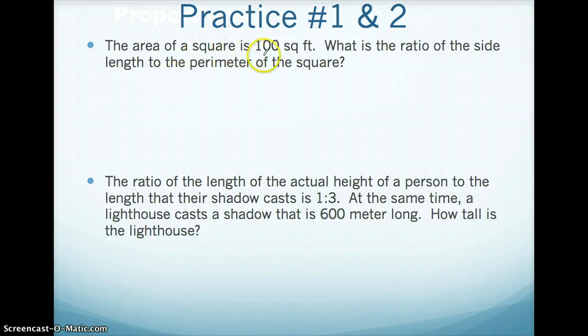So the area of a square is 100 square feet. What is the ratio of the side length to the perimeter of the square? Well, the first thing we need to do is draw a square. And we need to think to ourselves, how do we find area?